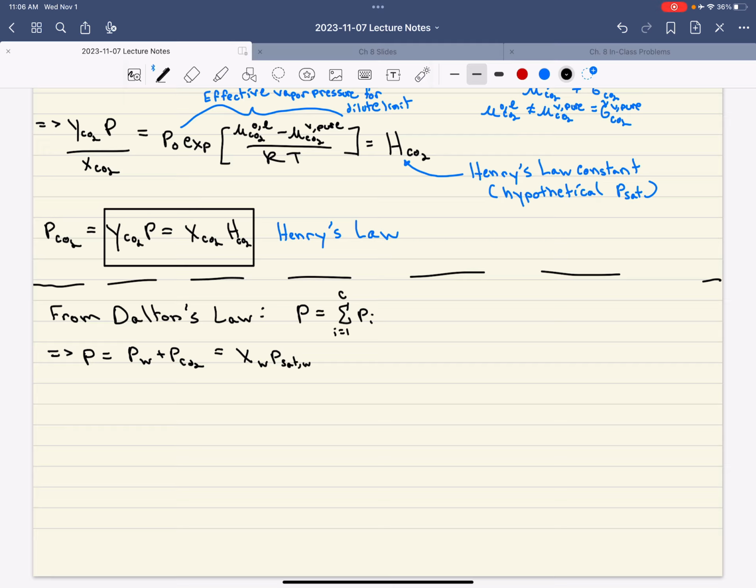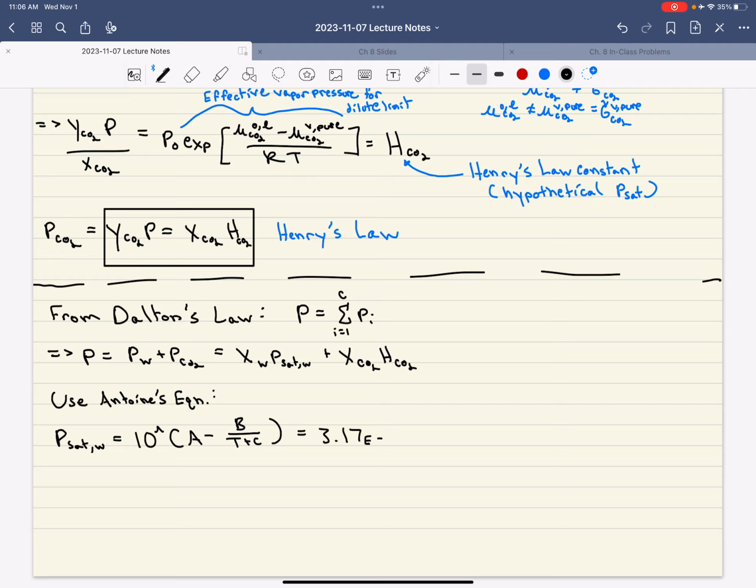So we have our saturation pressure for water, and for CO2 we have the Henry's law constant. In order to get the saturation pressure for water, this is where we use Antoine's equation. So Psat, that's equal to 10 raised to the A minus B over T plus C. We have all those constants, and so at a temperature of 298.15, the saturation pressure for water is this.